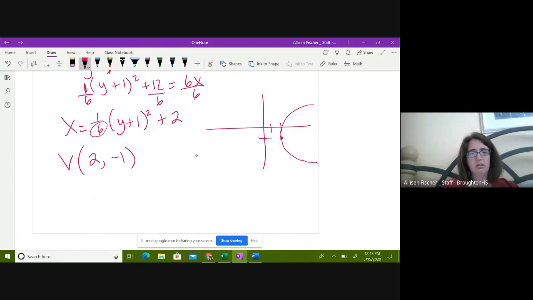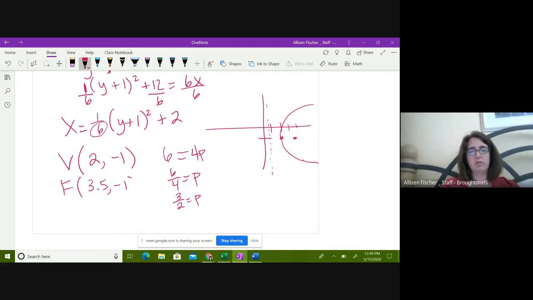So P. So 6 is going to equal 4P. Right? So 6 divided by 4 equals P. So you get 3/2 equals P. So 1.5, going 1.5 is going to give you your vertex. 1.5 the other way is going to give you your directrix. All right. So your focus is going to be at, and let's add 1.5 to 2. So 3.5, -1. Subtract 1.5, you get that your directrix is the line x equals 0.5.